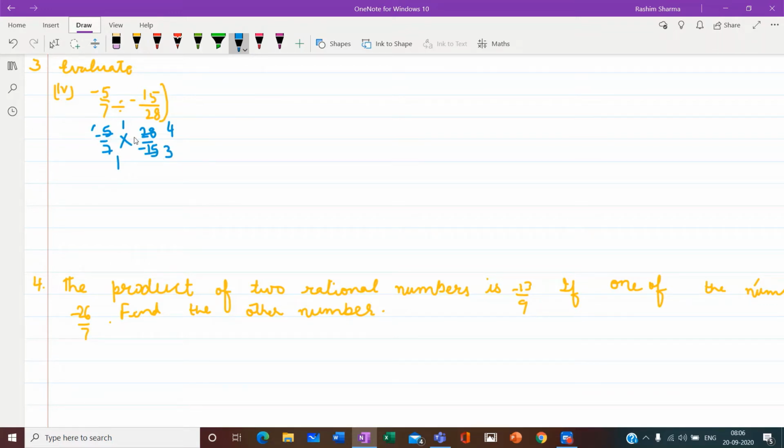So here we know minus and minus sign will become plus, and here when we multiply numerators it is 4 and in denominators we have 3. So 4 upon 3 is the answer.